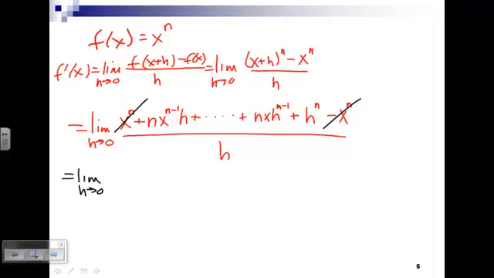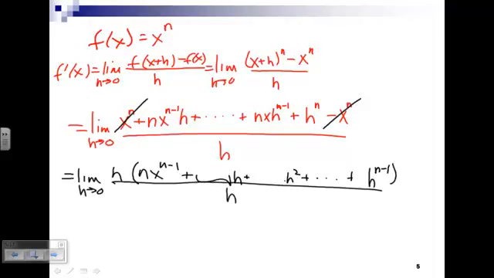what do we typically do? Take the h out. Is it true that every single term in there has an h now? Yeah. So when I take the h out, I'm left with n x to the n minus 1 plus something with an h, something with an h squared, all the way, dot, dot, dot, until my last term, which is h to the n minus 1. Remember, I took an h out of every single one of those terms. And then that whole thing is over h. Now I can cancel the h's.